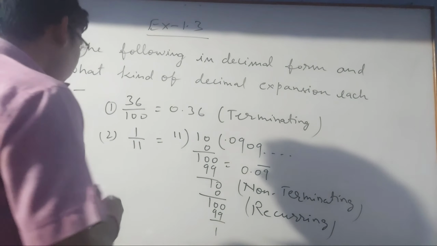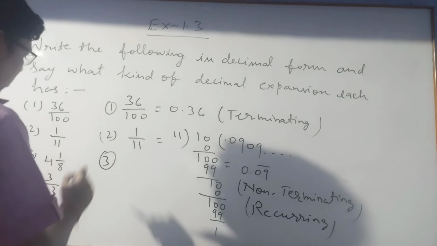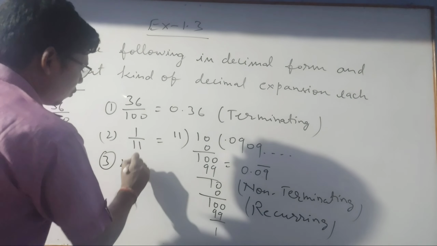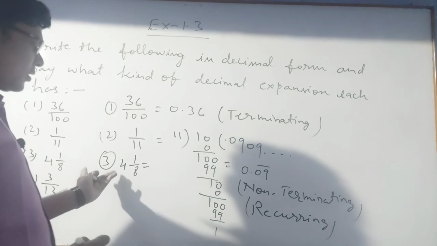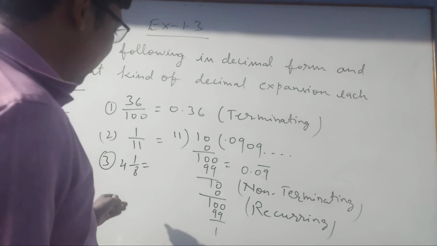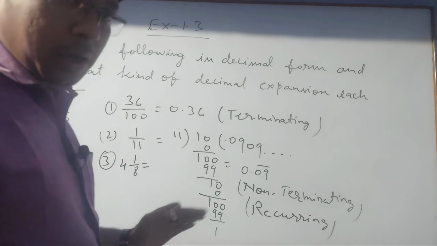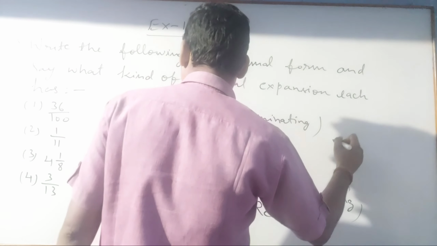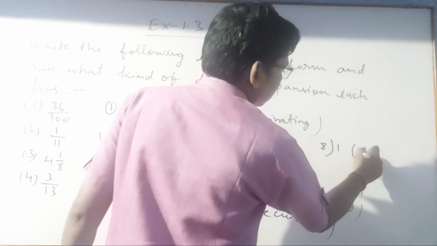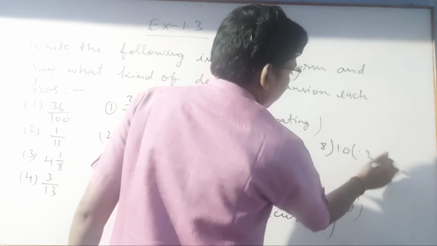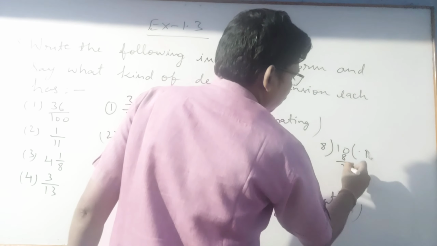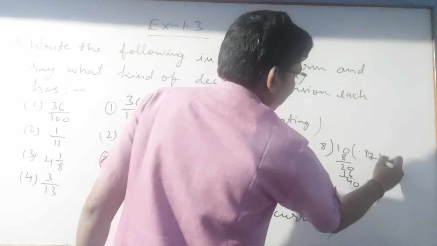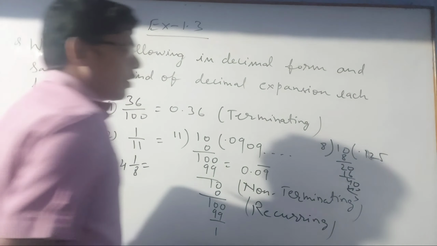Next, number 3 is 4 whole 1/8. You can write this as 1/8. If you divide 1 by 8, you will get 0.125. You can check: 8 1s are 8, then 2 0, 8 2s are 16, 8 5s are 40. Yes. So we are getting 0.125.